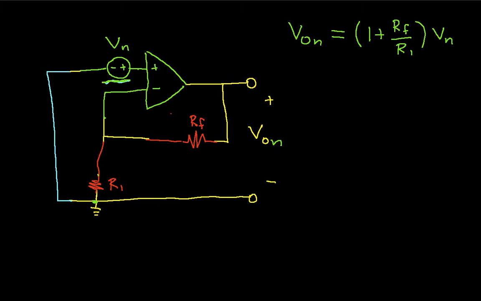Well, let's get rid of the noise at the input of the op-amp. And let's reinsert a noise source for R1.